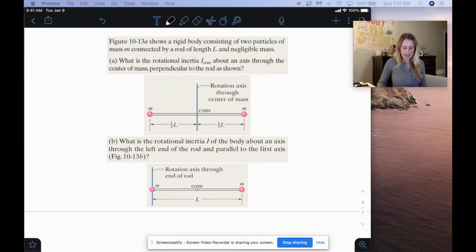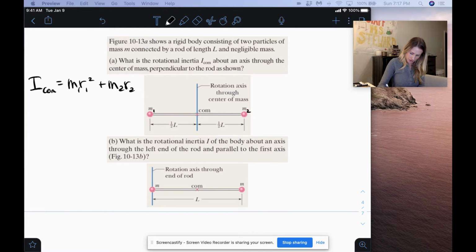So for letter A, it says, what is the rotational inertia ICOM about an axis through the center of mass perpendicular to the rod as shown? So remember, when we have 2 point masses or just a point mass in general, our rotational inertia is just mr squared. So all we do here is find rotational inertia through the center of mass. We'll call this M1 and M2. It'll be M1 R1 squared plus M2 R2 squared.